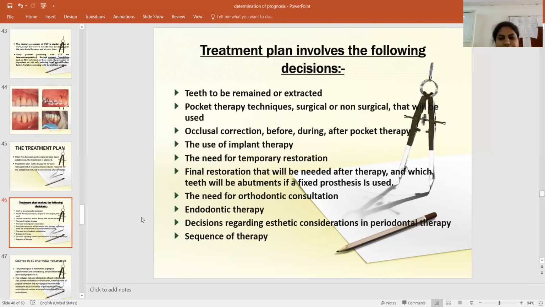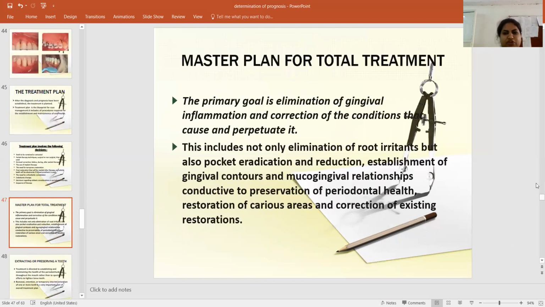So basically, the treatment plan includes all the decisions, even the sequence of therapy, which treatment has to be performed first and which treatment has to be performed later. Occlusal correction before, during, and after pocket therapy, and the use of implant therapy also. What is the master plan for the total treatment? What is the master plan?